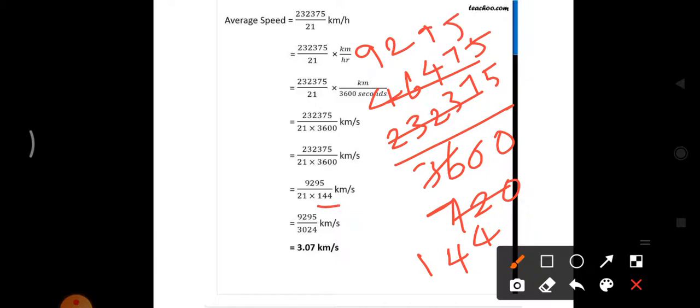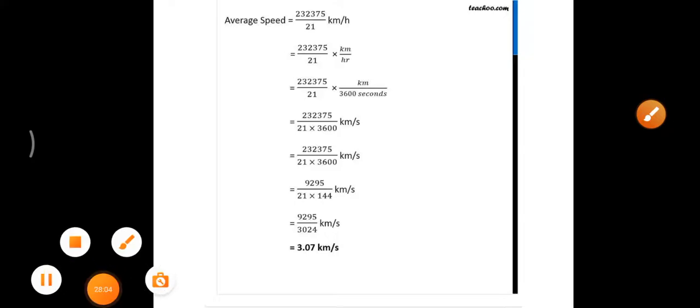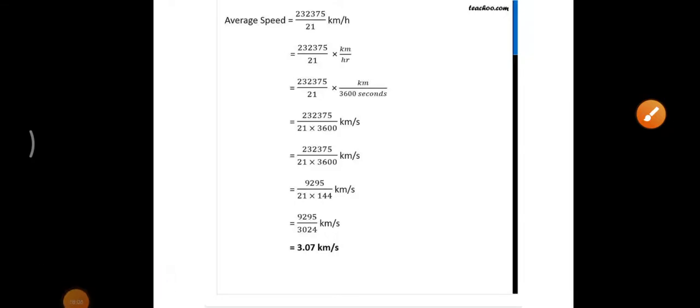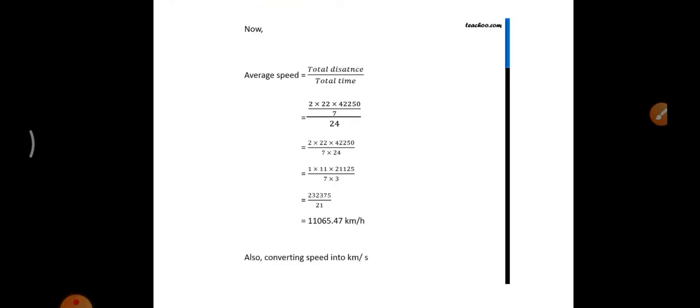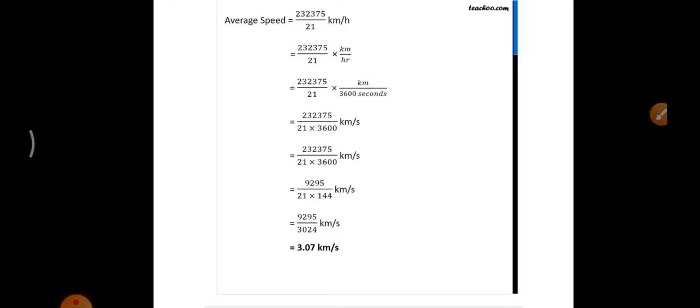So 9295 by 21 into 144 kilometer per second. When we multiply 21 into 144, we get 3024. When we divide this value, we get 3.07 kilometer per second. So the speed of the satellite is 3.07 kilometer in 1 second.